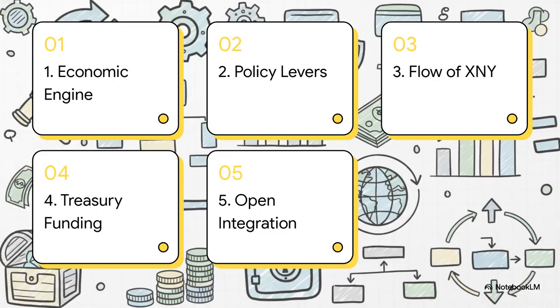So here is a quick roadmap for our tour today. We'll start with Section 1, the overall Codatta economic engine. Then, Section 2, where we'll be defining the policy levers. Section 3 covers the flow of the X and Y token. Section 4 looks at funding the treasury. And finally, Section 5 wraps up with the open integration posture.